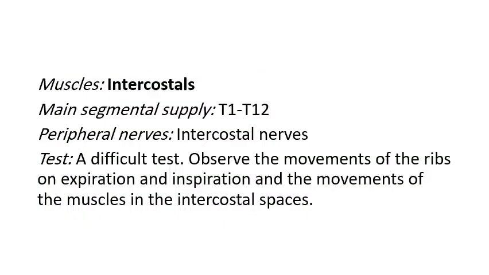The third group is the intercostals, and examination of the intercostals is rather difficult. We can just observe the movements of the ribs on expiration and inspiration and the movements of the muscles in the intercostal spaces. They are supplied by the intercostal nerves and receive segmental supply from T1 to T12.